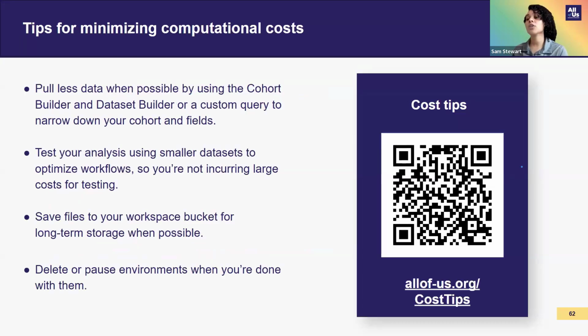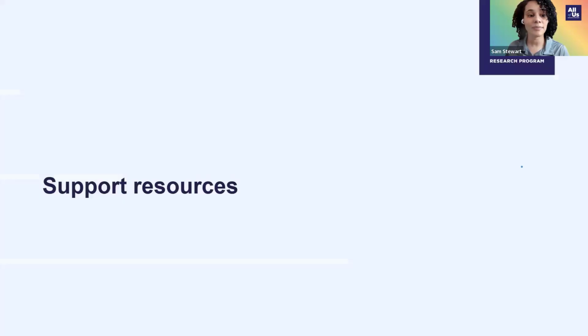Tips for minimizing costs. Pull less data when possible by using the cohort builder and the dataset builder. So just refine your query a little bit more, feel out what you have, start small and scale up. Test your pipeline on a smaller data set. Save your files to your workspace bucket over your persistent disk unless you're used to using persistent disk. And then if you do not need your environment for a long time, go ahead and clean up your environments and delete them at the end of the day. It's kind of like turning the lights off at the end of the day. Just turn off your environment to prevent you from spending costs.